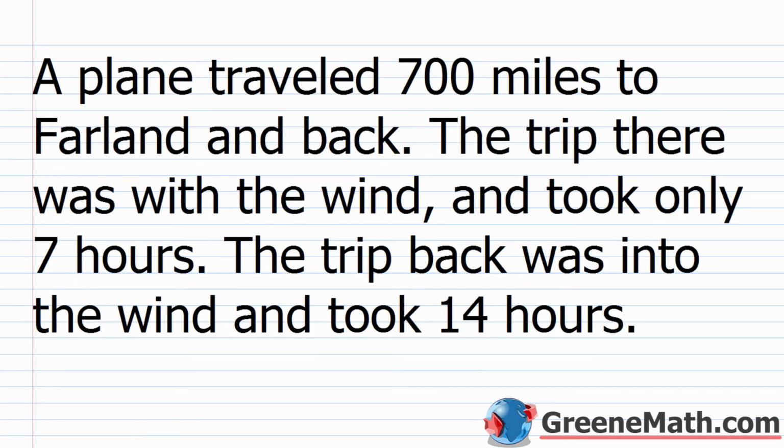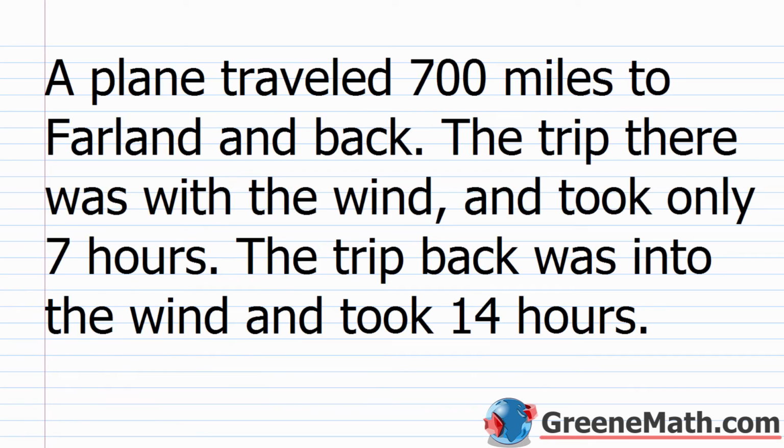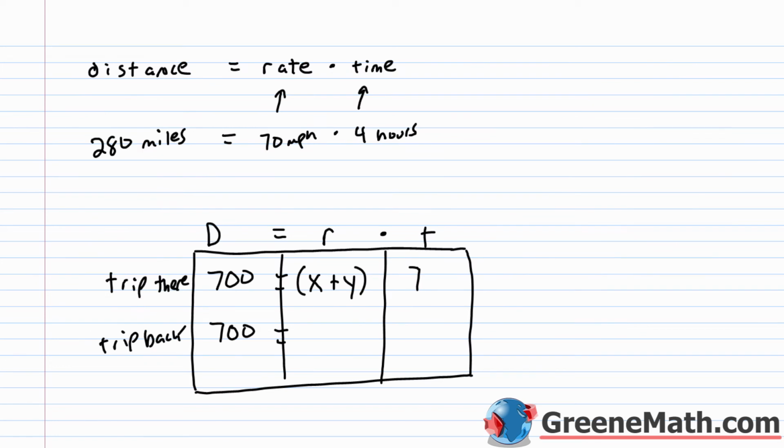Now in terms of time, it says it took only 7 hours. So we have a rate, a time, and a distance. The time is 7. Now for the trip back, it says it was into the wind and it took 14 hours. Into the wind means I'm taking the speed of the plane in still air, which is x, and subtracting away the speed of the wind. So that's minus y. And then the time is 14, for 14 hours.